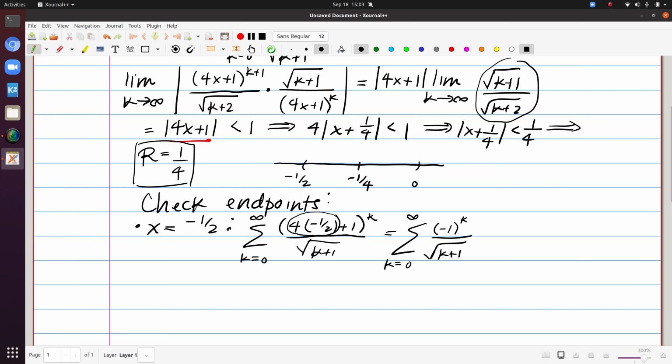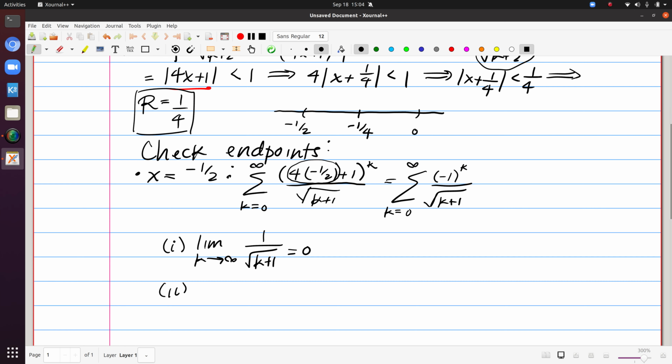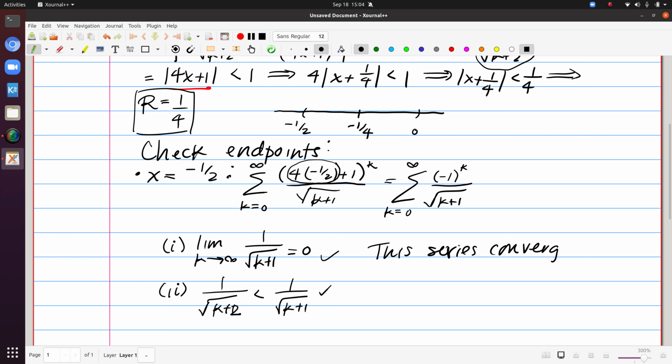So I can apply the alternating series test, which would have me look at the limit as k approaches infinity of 1 over square root of k plus 1. That's certainly 0. Likewise, looking at the size of the terms, I can see that they are in fact decreasing. 1 over the square root of k plus 2 is strictly less than 1 over the square root of k plus 1. Both of my conditions hold, so this series converges by the alternating series test.